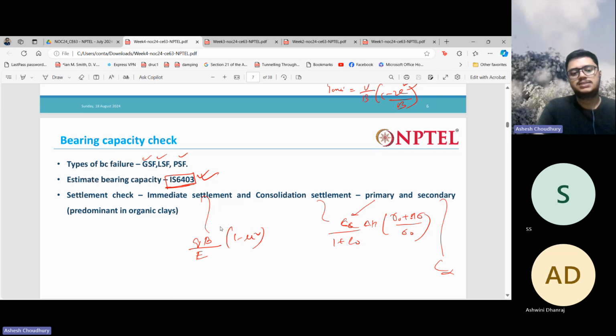Okay, so for the bearing capacity check, you already know the types of bearing capacity failure. You have the general shear failure, local shear failure, and the punching shear failure. Everything is given in detail in IS 6403, and you should always use IS 6403, the Indian Standard, to calculate the bearing capacity of any soil. And of course, remember to always check the settlements, and check the pressure corresponding to the permissible settlement also.